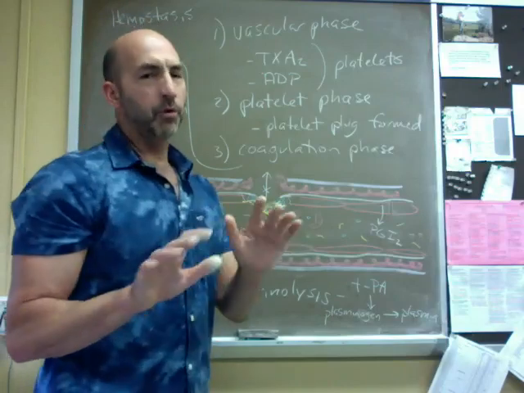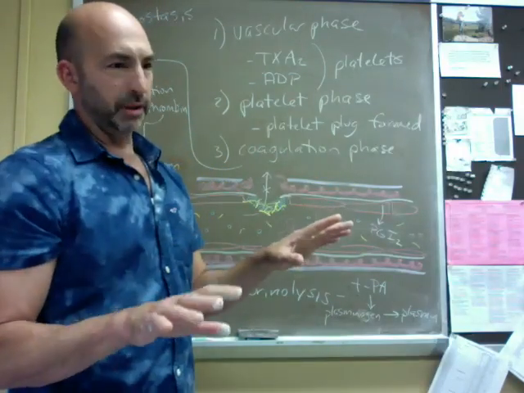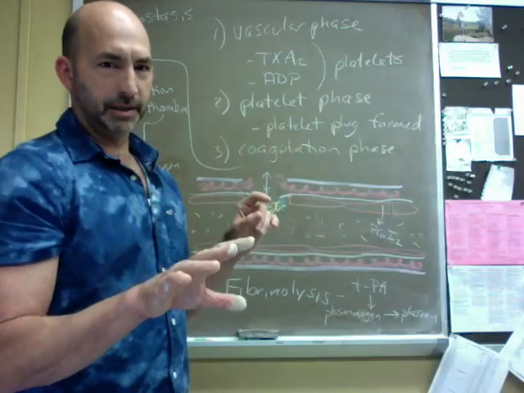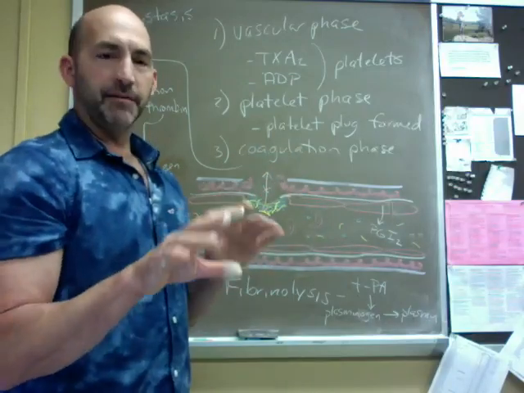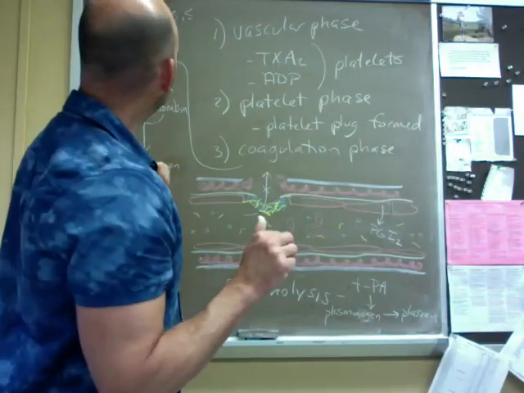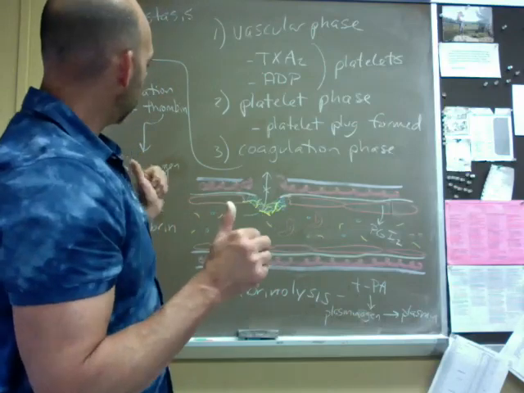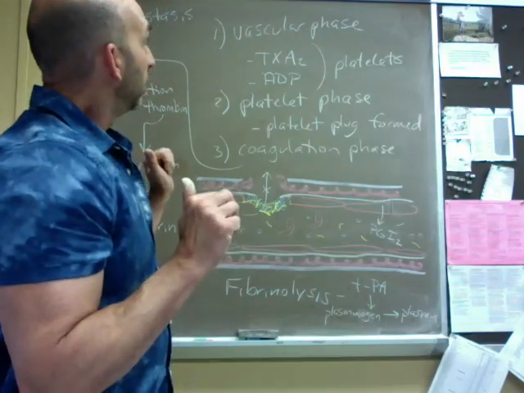Okay, anyway, more information than you need. You do need to understand the difference between a thrombus and an embolus, and then what an embolism is when the embolus gets caught, and then the infarct that it creates, right? Okay, I think we're good on hemostasis, fibrinolysis, abnormal clot formation. Good to go.